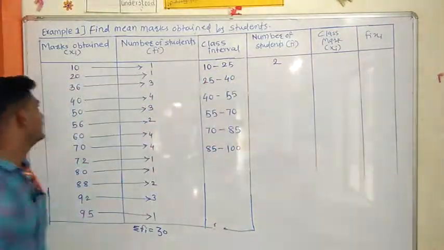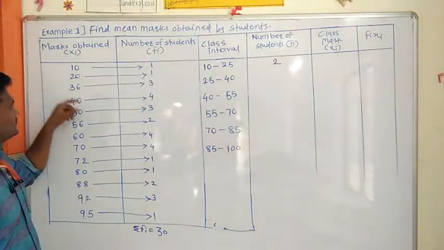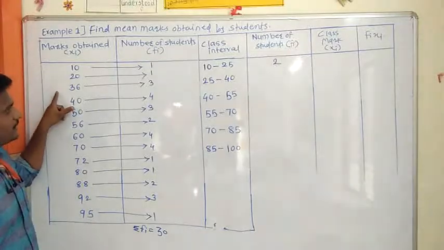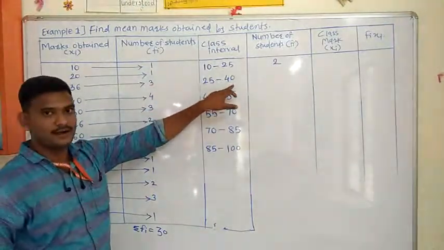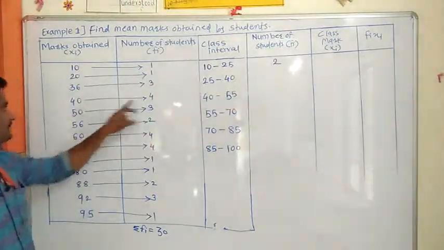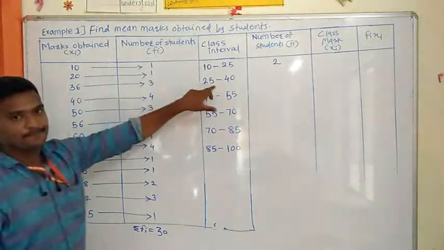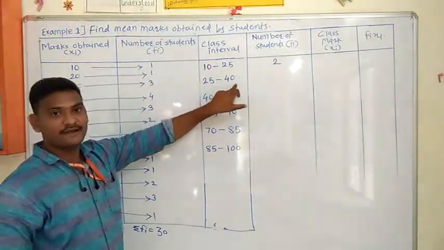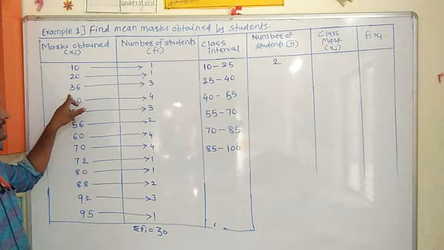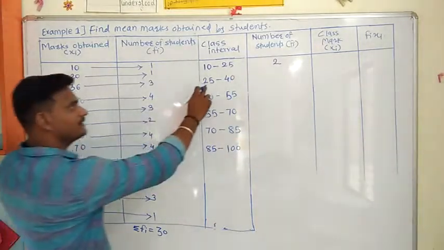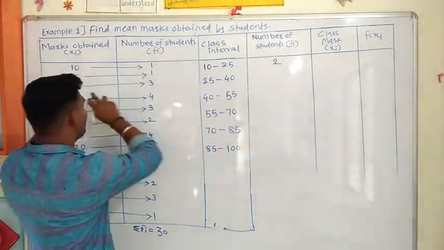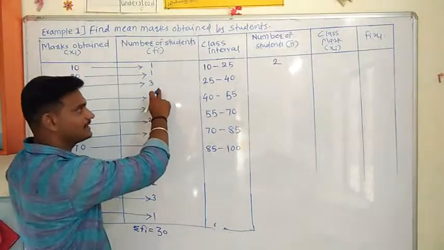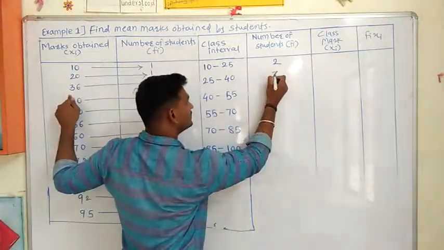Then 25 to 40. How many students are there? Anyhow, we are not considering the 40 marks in this class. Therefore, this number of students we cannot consider in this class. We have to consider only 25 to 40. This 36 will come within the 25 to 40. How many students got 36 marks? 3 students. Therefore, we have to take 3 here.